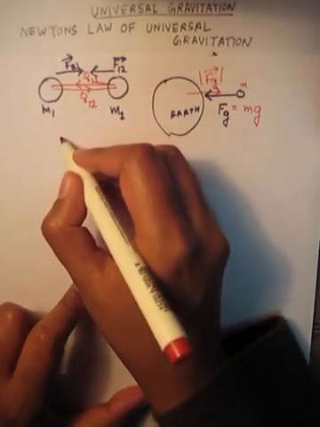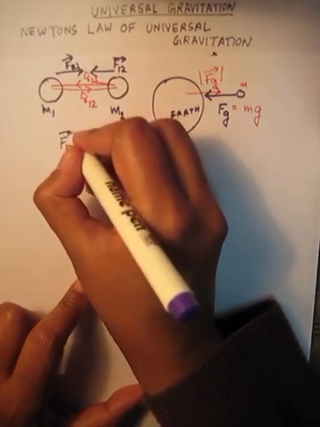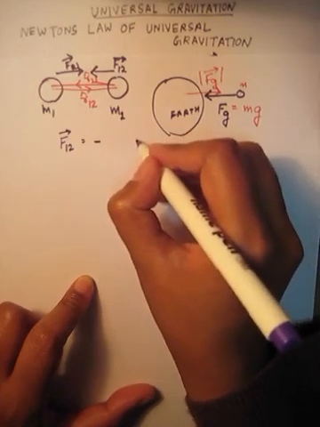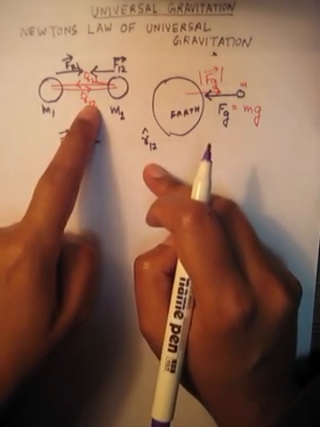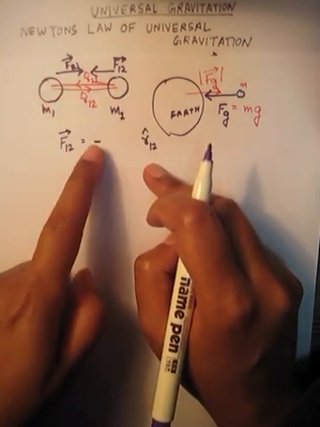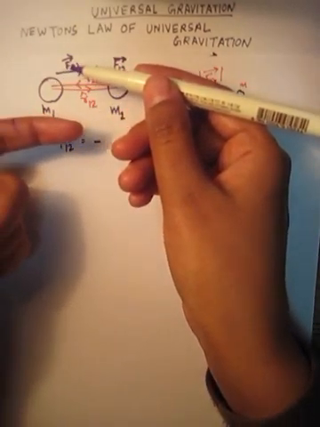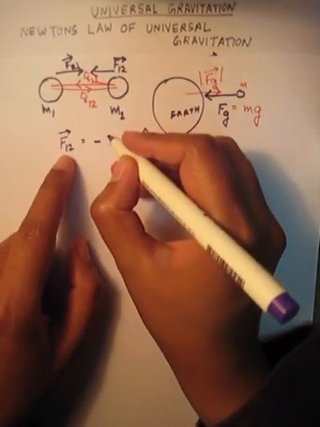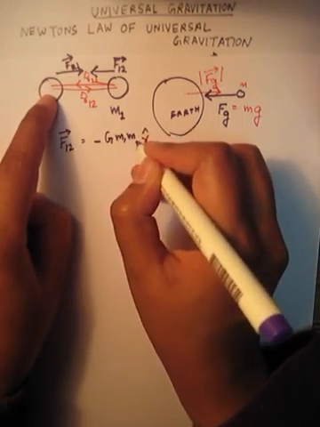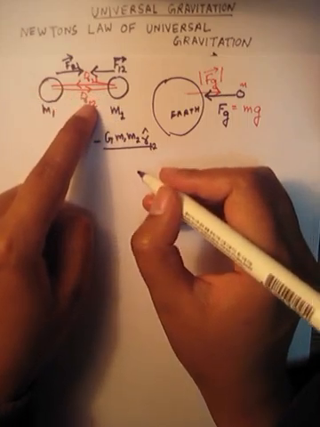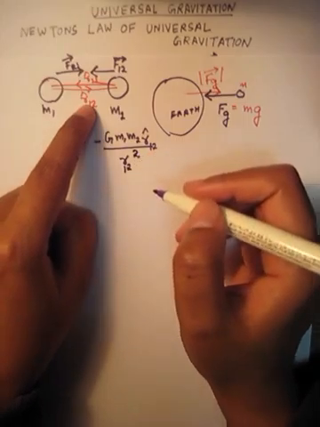So if we have to write a relation between F12 and R12, the F12 vector will be equal to, we should have a negative here, and R12 unit vector, because they have the same line of action except that they are opposite to each other. So if F12 is towards the left, R12 is towards the right, and it is given by capital G, mass of one object times mass of the other object, divided by the distance between them, which is R12 magnitude squared.